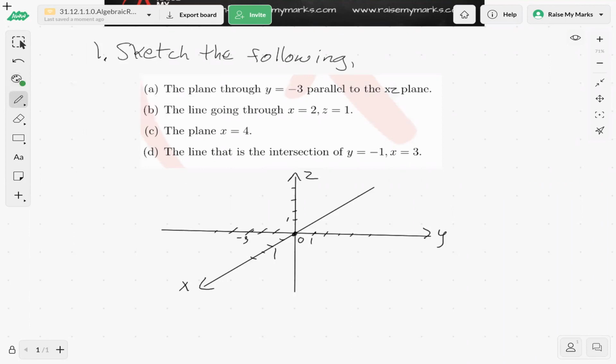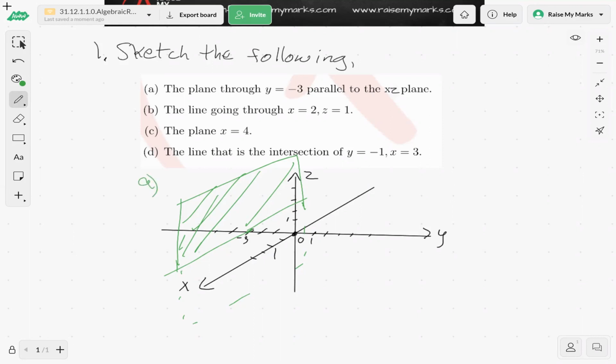Okay, so we want a plane going through y equals -3, but parallel to the xz plane. It's going to look something like this green plane. It's almost like a wall. So if the xz plane is a vertical wall, maybe one wall in your room, then this green plane, y equals -3, is parallel to this first wall, so it's a wall on the opposite side of the room. Okay, so that takes care of A.